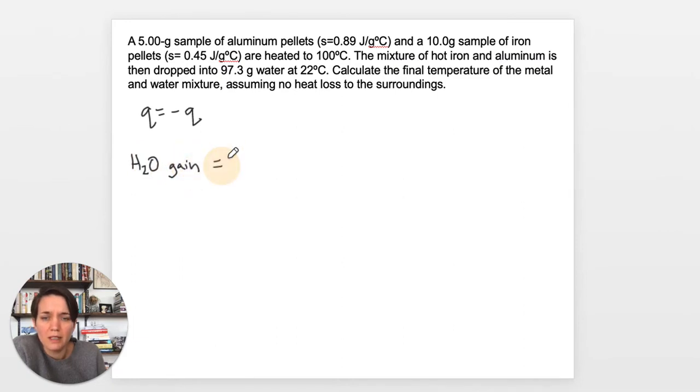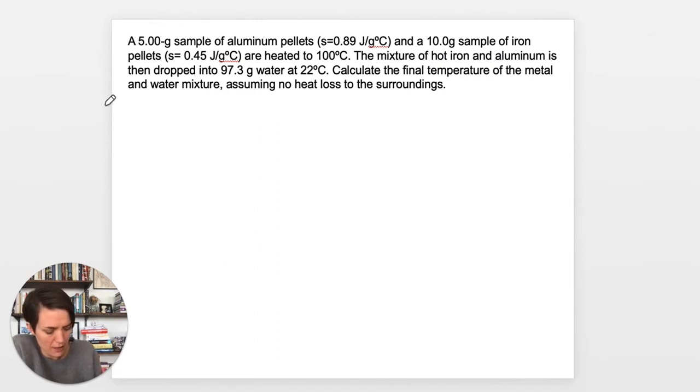And that would be equal to the loss of our aluminum and our iron loss. Okay, so that's the basic principle that we're going to be applying. So let's isolate all of our variables and just start working away at this problem. This is going to involve a little bit of arithmetic.